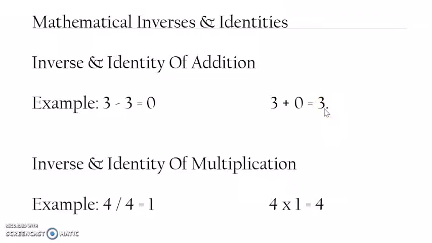In multiplication, the operation that undoes multiplication is division. So 4 divided by 4 is 1. 1 is the identity in multiplication. In other words, 4 times 1 is 4. Multiply any number by 1 and you get the original number back.